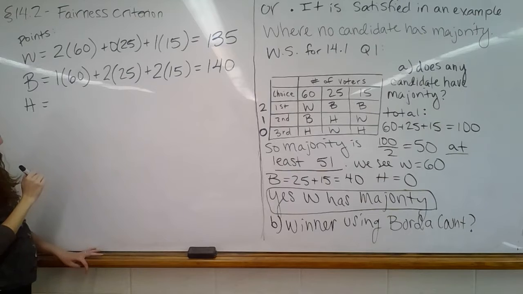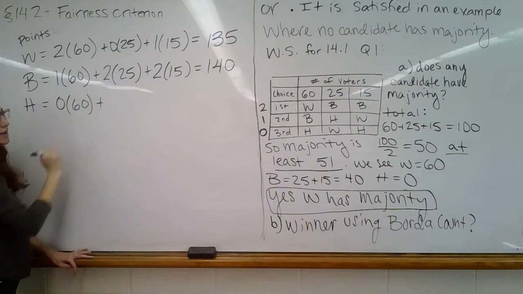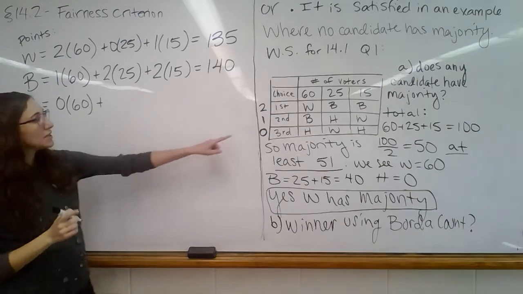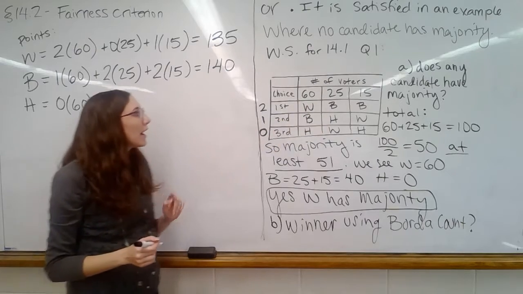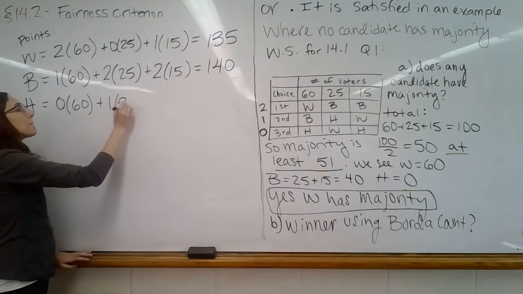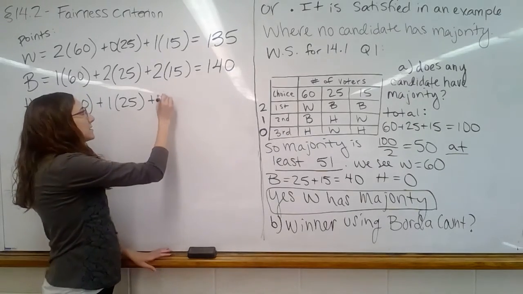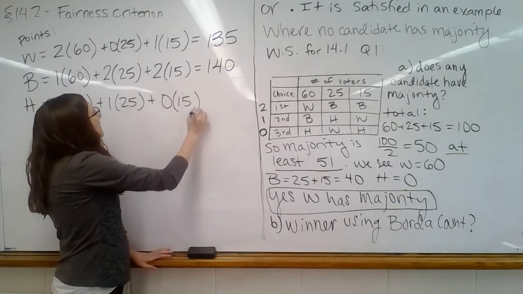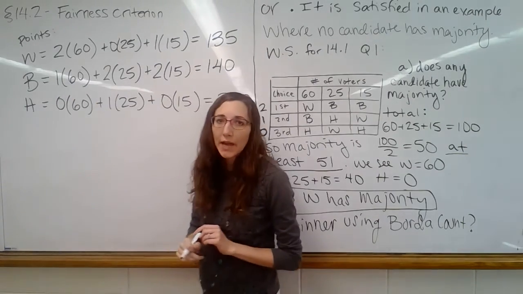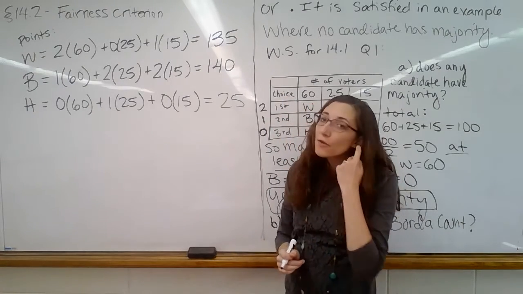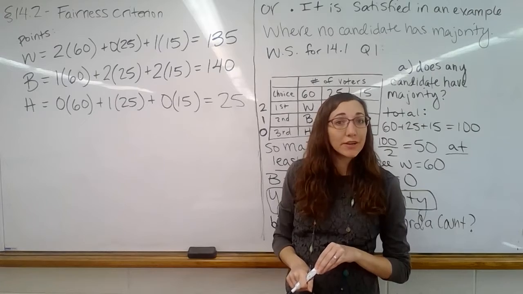And then for ham, it is in third place in the first column, so 0 points times 60. It's in second place, worth 1 point in the second column, so 25 times 1. And in the third column, it's also in last, so 0 times 15. And that one only got 25 points, because it just only earned points in the middle one. So then we look for who got the most points, and we see that the highest point total was 140.